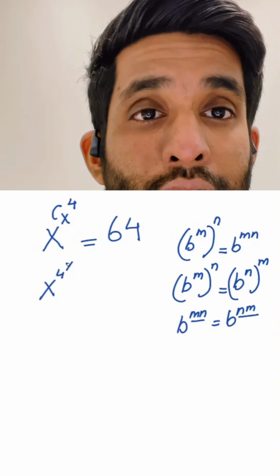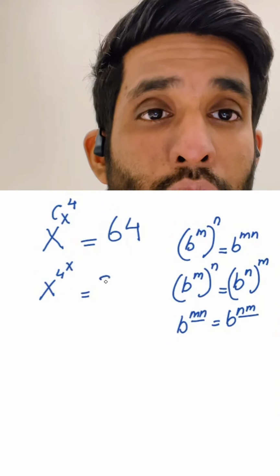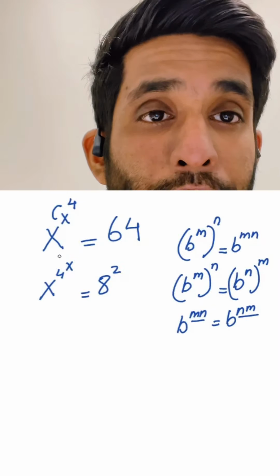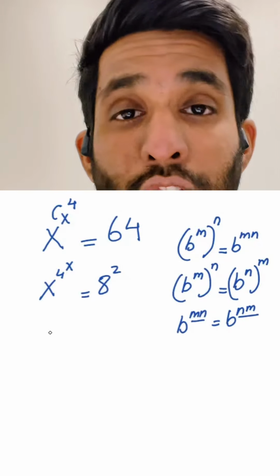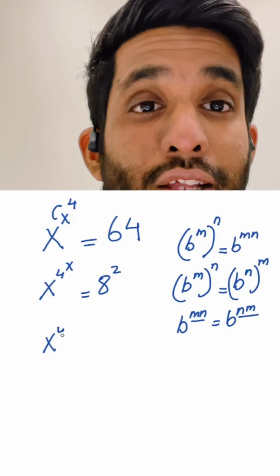So we'll have x to the power of 4 to the power of x is equal to, now I'll write 64 as 8 to the power of 2. The next thing that I'm going to do is raise both sides of the equation to the power of 4. Introducing yet another exponent.